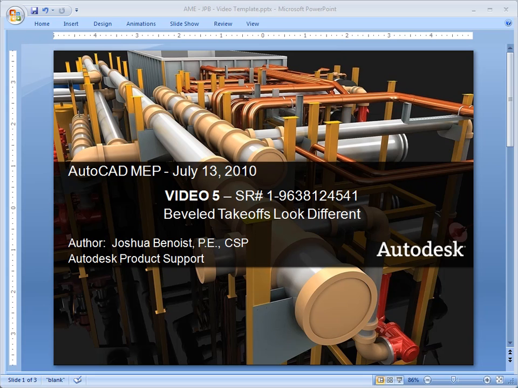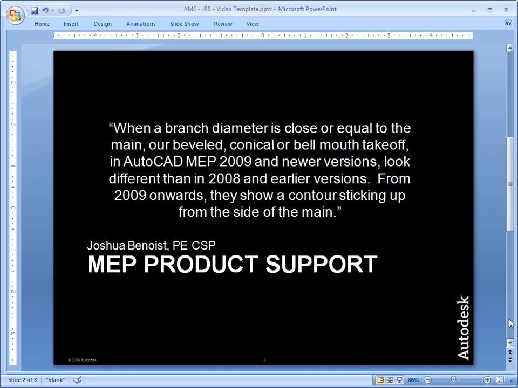So here we are on video 5 where we're talking about beveled and conical and mitered takeoffs and how they look different between 2008 and the newer versions. They have contours. So let's look at a problem description. Here's a quick problem description. Pause the video if you need to, and let's move on.